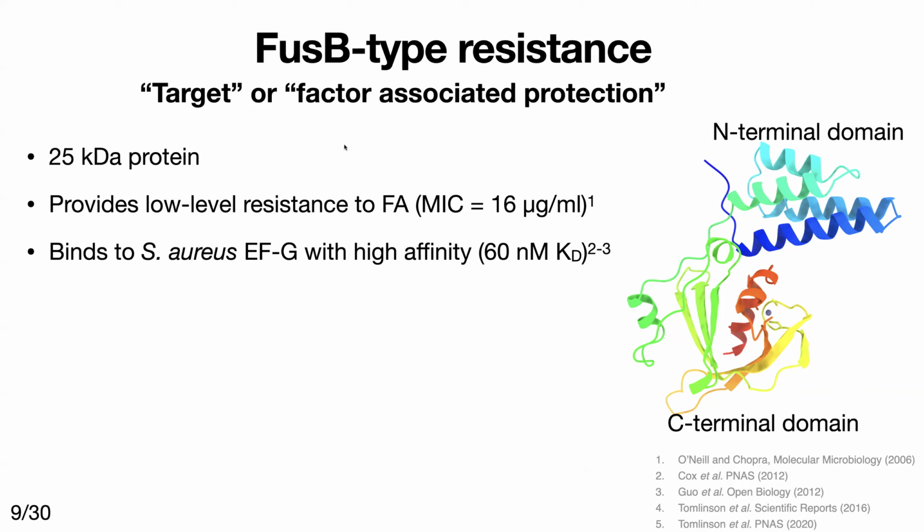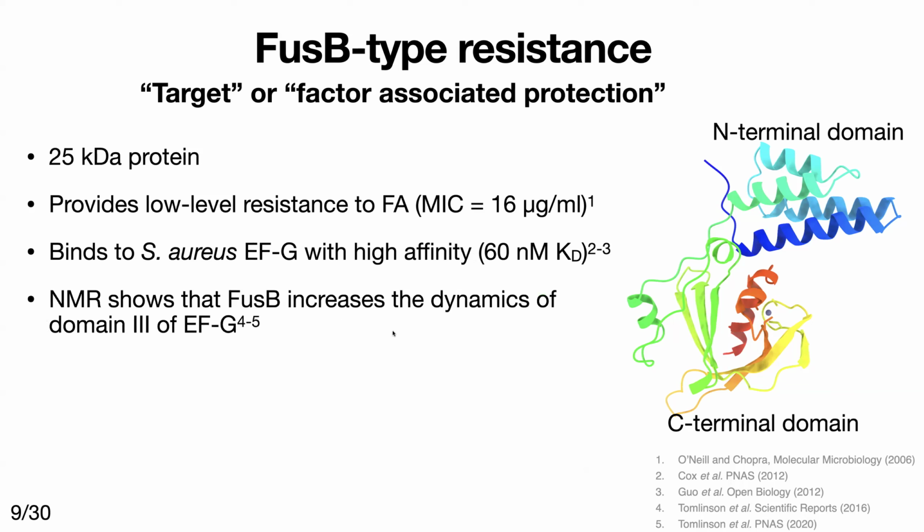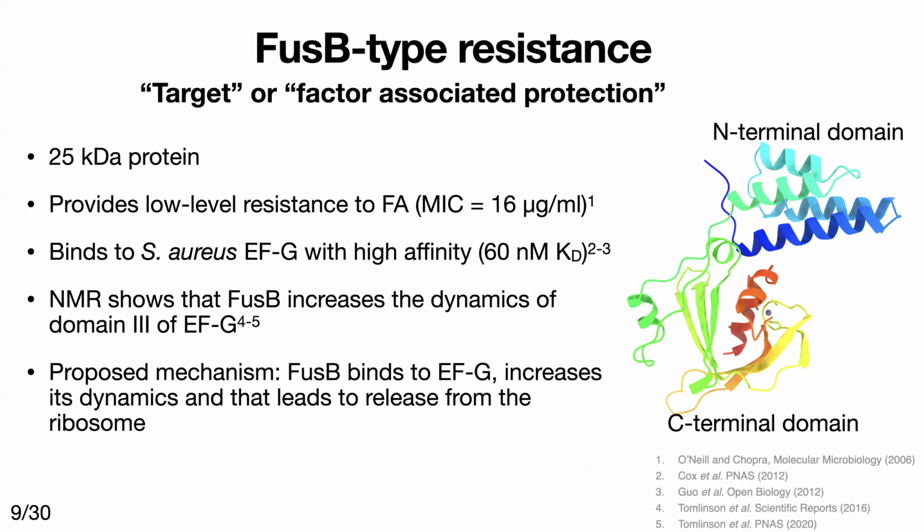And FusB, to perform this target protection, needs to bind to the target, which in this case is elongation factor G, or EFG, and it does so with very high affinity, with a 60 nanomolar dissociation constant. And there is an NMR group that has shown that when FusB binds to EFG, it increases its dynamics, and they propose that through this, it makes it looser on the ribosome, and then it gets released from the ribosome and bypasses the inhibition that way.